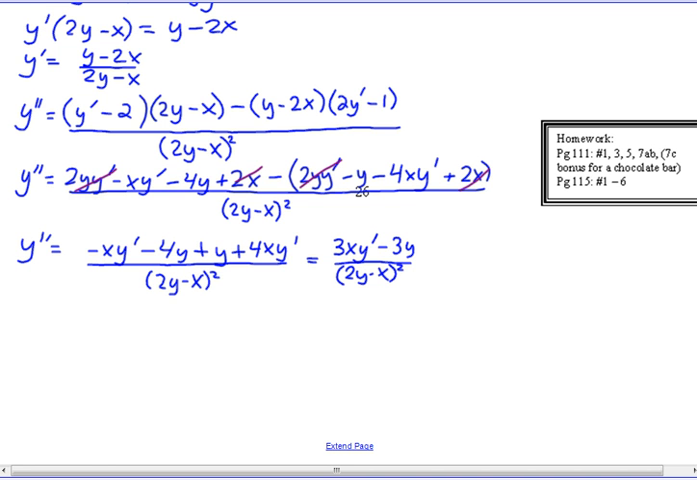Okay, are you ready? Guess what we have to do? There's nothing else we can do. So what do we have to do? You could take out 3, but let's not even do that. We don't want our answer with a y prime. How do we get rid of the y prime? Sub in y prime. Okay, so 3x times.